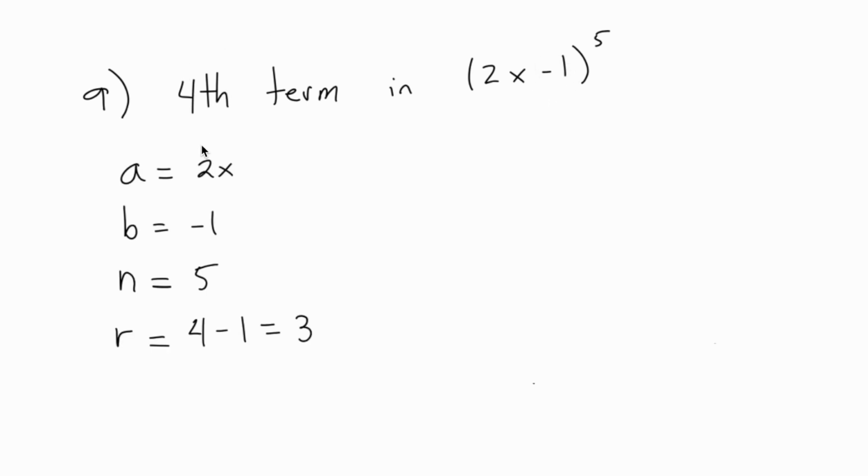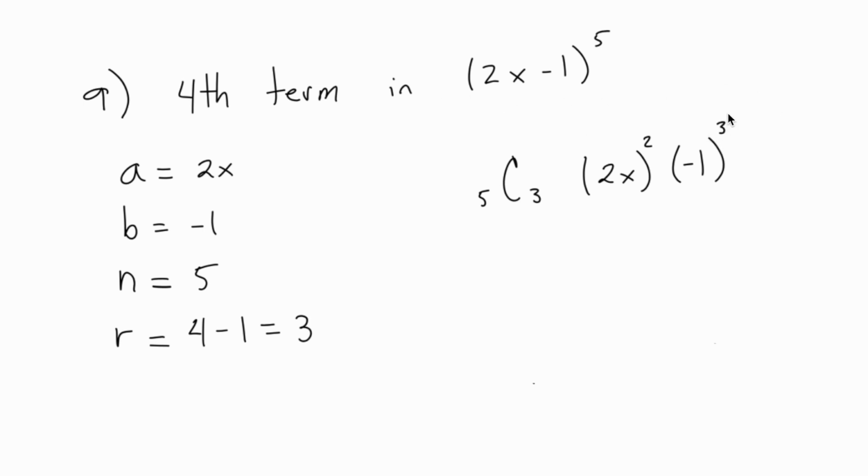So again, I need 4 things to apply the formula. a is the first part inside of the parenthesis, b is the second part inside of the parenthesis, n is the exponent, and r is the number of the term that I'm looking for, minus 1. In this case, the formula would be 5 choose 3, (2x) squared, (minus 1) cubed. Because if you look at the formula, this exponent is n minus r, 5 minus 3 is 2, and r is 3.